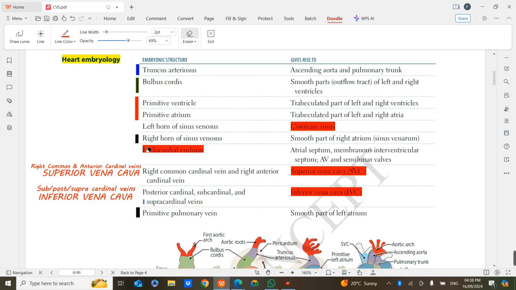The last but not the least here is about the superior vena cava and inferior vena cava. You can't enter that exam and forget where superior vena cava is coming from, where inferior vena cava is coming from. No one will forgive you. No one will, because you can't predict. They love to ask questions around these two very well. No wonder, Festus, you wrote them out. Superior vena cava is actually formed from the right common and anterior cardinal veins.